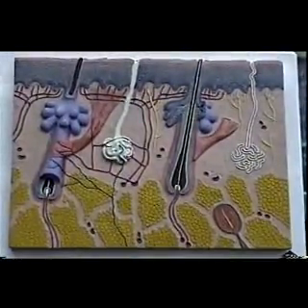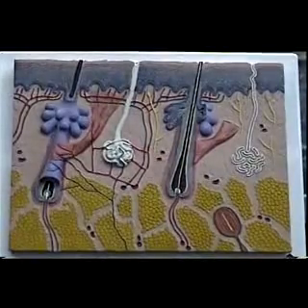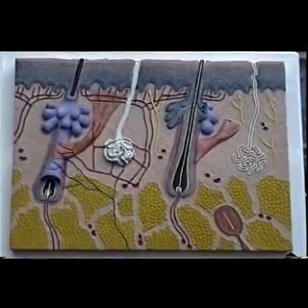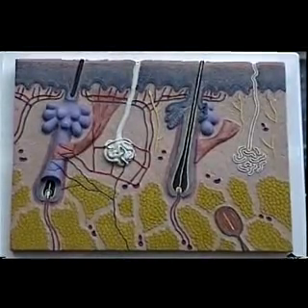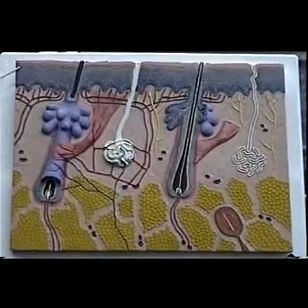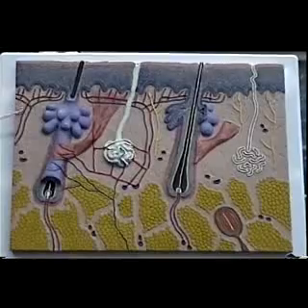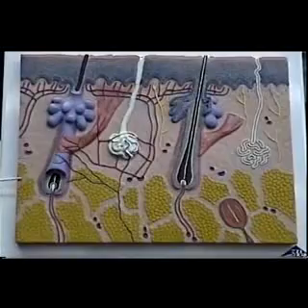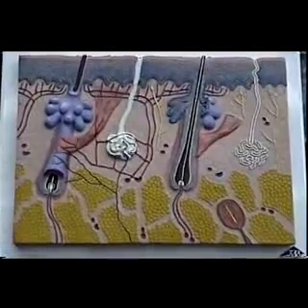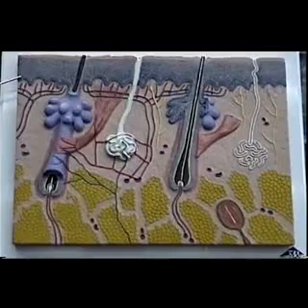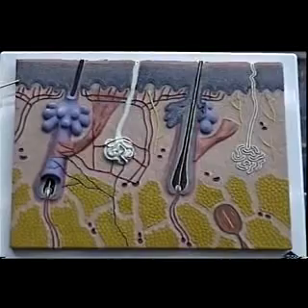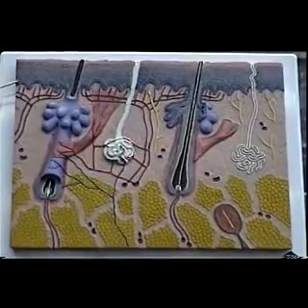Here we have the model of the skin, also known as the integument. It's the largest organ in the body and has multiple functions. Skin is divided up into three layers: the epidermis, the dermis, and the hypodermis, also known as the subcutaneous layer. In the epidermis of the skin, you'll find stratified squamous epithelium, keratinized, for protection.